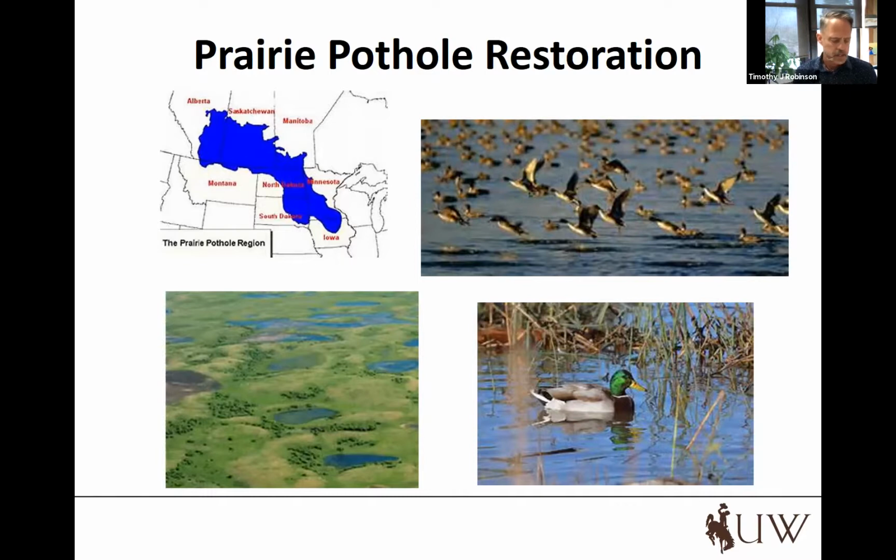The prairie pothole region, why is it significant? Well, it produces nearly half of the ducks in North America. Most migratory bird species in North America have the prairie pothole region as part of their life cycle, and the prairie pothole region provides critical habitat for pollinators.